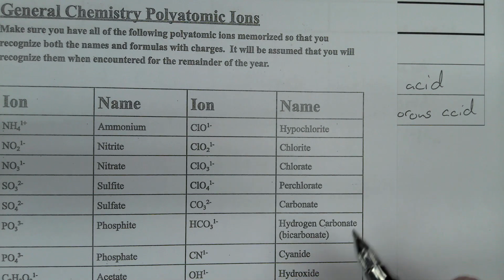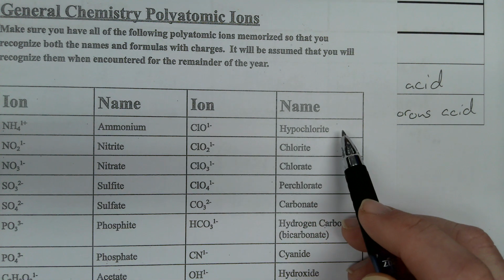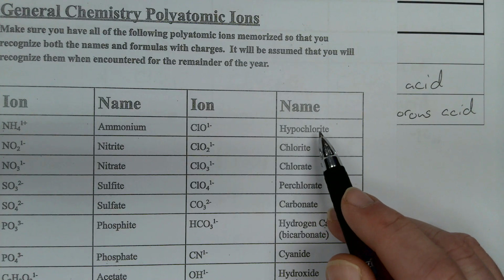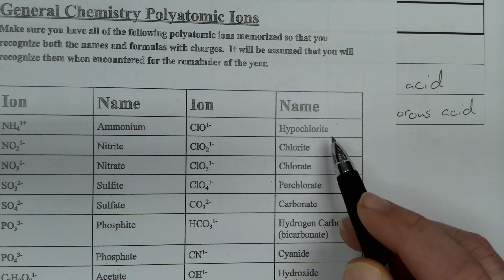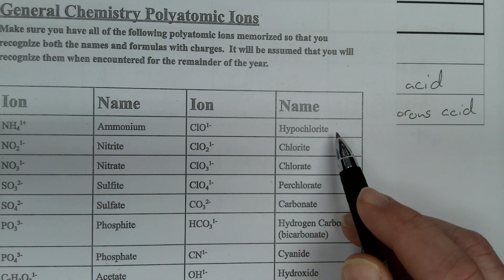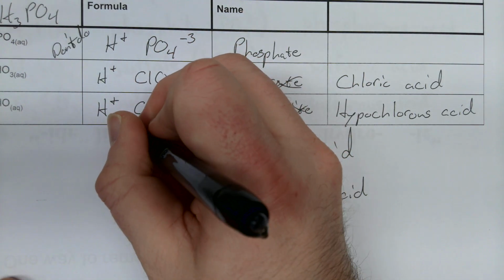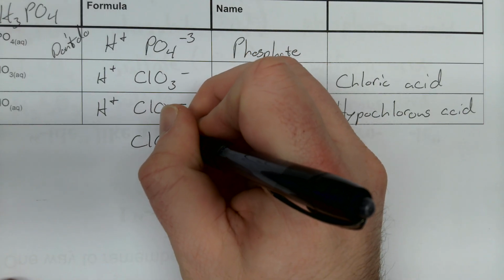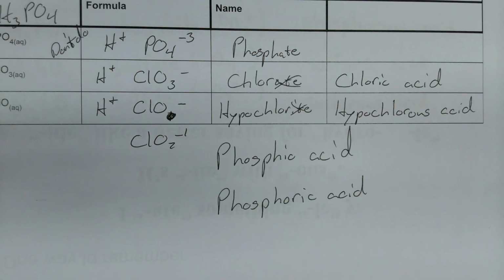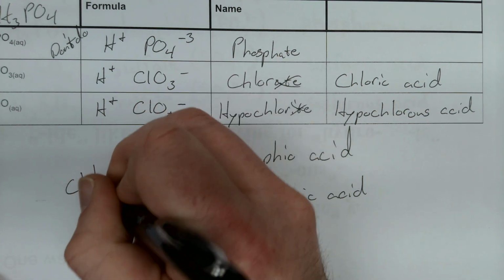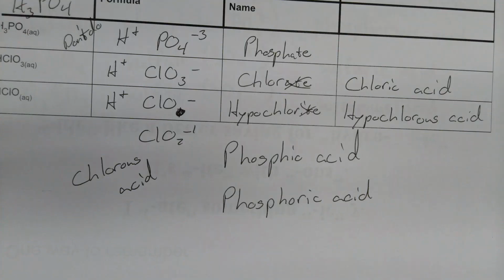Because the name of my polyatomic ion is hypochlorite, I'm only worried about losing the ITE. Everything else stayed the same. Because chlorite is ClO2, that would be chlorous acid.